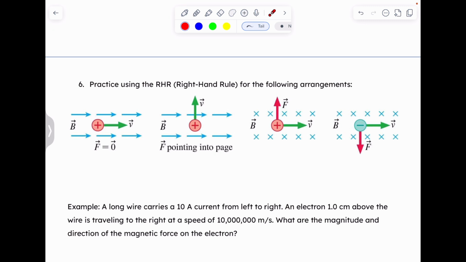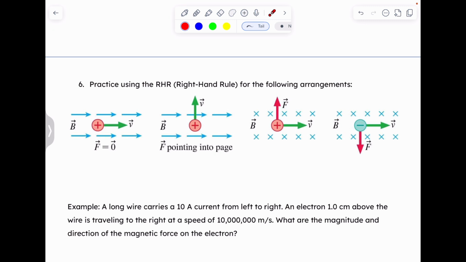If I look at the third one, I point my thumb to the right along v, and my index finger I point down into the page. And then my middle finger is pointing up in the direction of that red arrow. And then for the last one, that's a negative charge, so I'm going to use my right-hand rule. I point my thumb to the right along v, I point my index finger down into the page, and then my middle finger is pointing up, but it's a negative charge, so I flip the direction of the force.